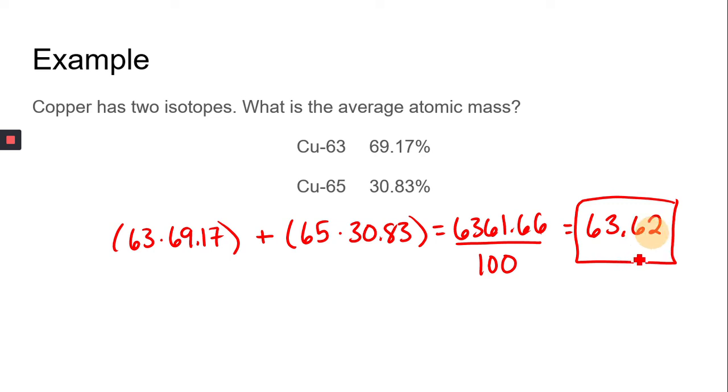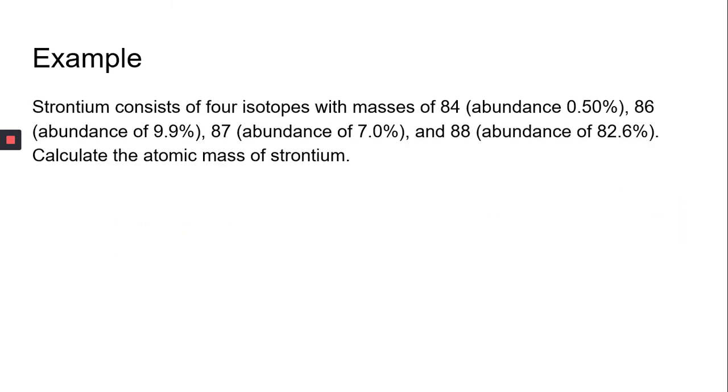Now the average atomic mass doesn't really have units, so we can just leave it as 63.62. If you want to give it a unit, you could use the unit AMU, or atomic mass unit, if you wanted to, or you can just leave this unitless. There's very few things out there that don't have a unit. This is one of them. Let's look at another example.